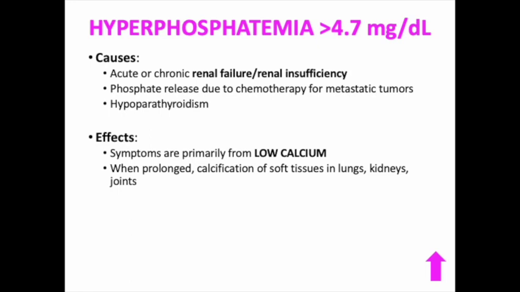Most of our phosphate is actually located in the cells, and the cell destruction associated with metastatic tumors and chemo can release large amounts of phosphate into the ECF. Also, it's not listed here, but if you use phosphate-containing enemas or laxatives long-term, this can also lead to too much phosphate.